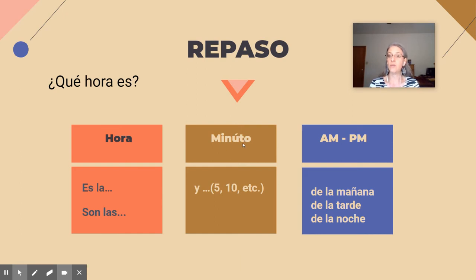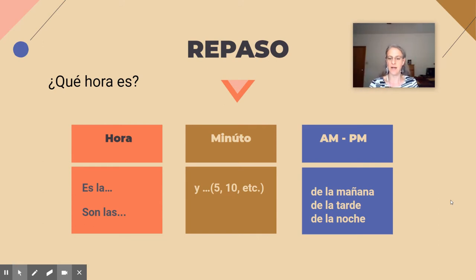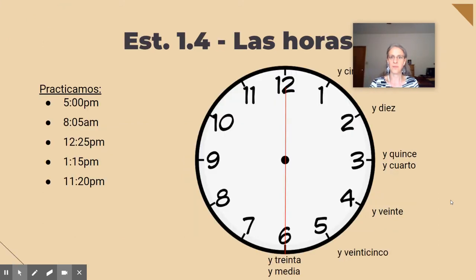Minutos. We only learned the right side of the clock, and we're connecting to minutos, from the hour to minutos, with the word y, and tell the number of minutes. Y cinco, y diez, y quince, etc. And we learned that we finish with the time of day, de la mañana, de la tarde, or de la noche. Okay, so that was our three pieces to put together a time en español.